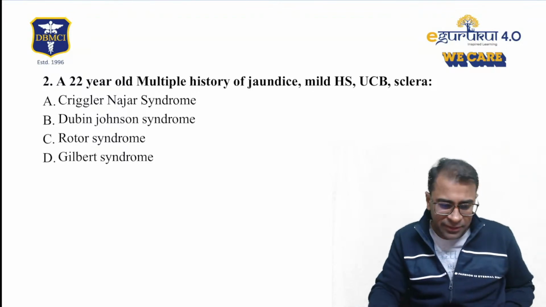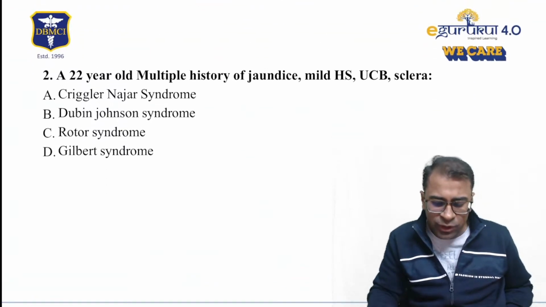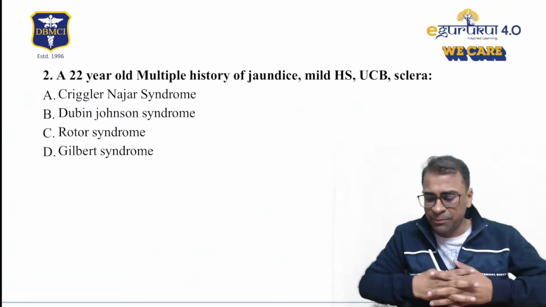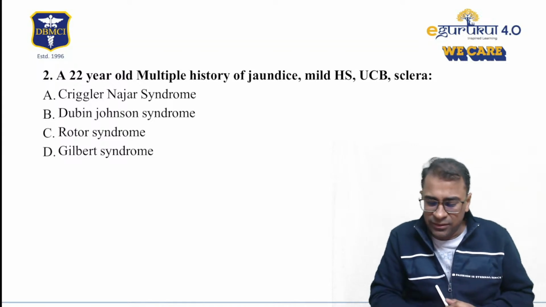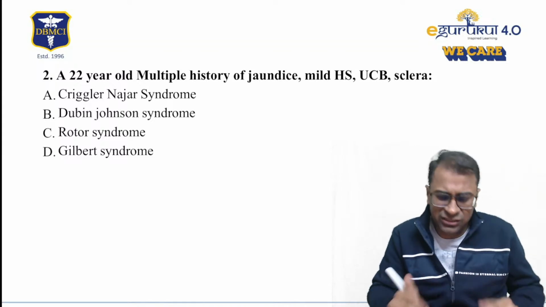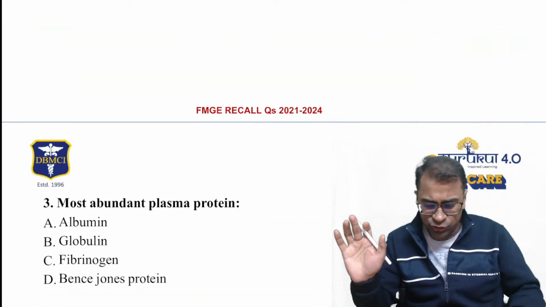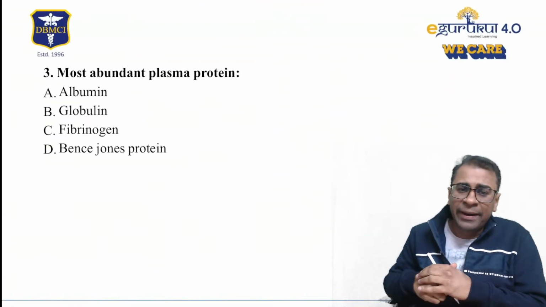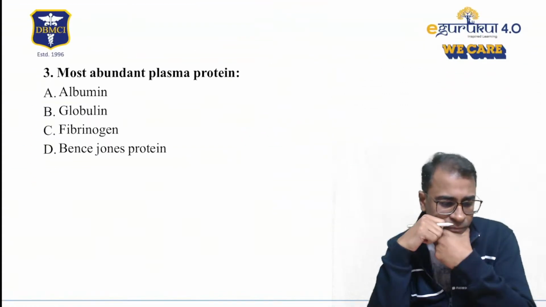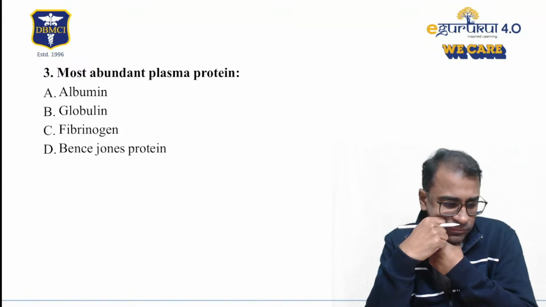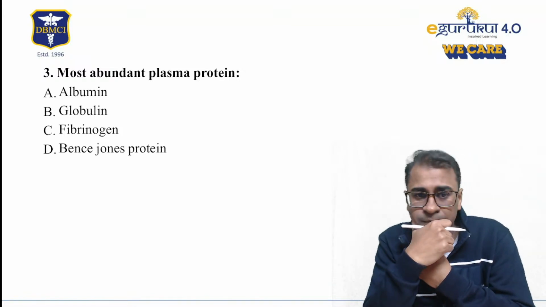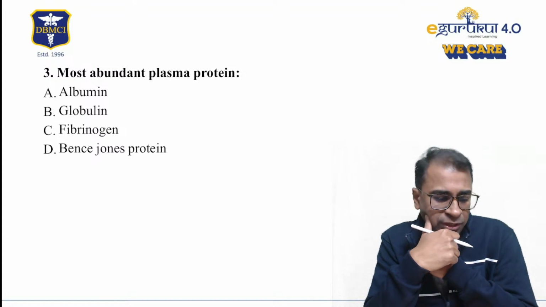चलो आगे बढ़ते हैं। A 22-year-old with history of jaundice, mild HS, and it is not very clearly made. I just ignore this question. ठीक है, इसको छोड़ते हैं, यहाँ चलते। The most abundant plasma protein. Tell me what is the answer? बताओ। Most abundant plasma protein.